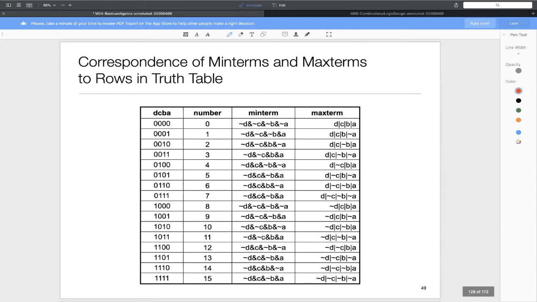Professor? Yeah, go ahead, please. So is a minterm supposed to output a 1 and a max term is supposed to output a 0? Correct. And you'll see later on why we do it that way. So the purpose behind this, right now, these are just definitions. And I'm establishing a correspondence between the row of the truth table and a particular minterm.